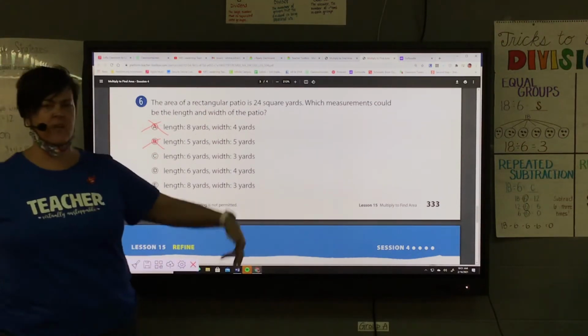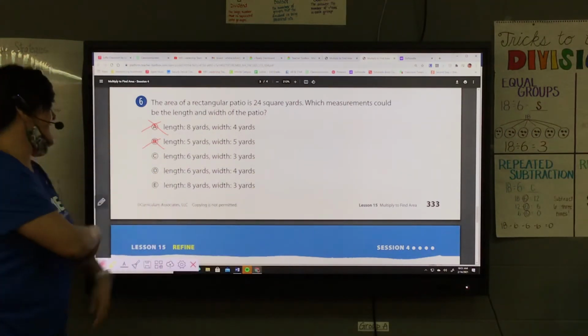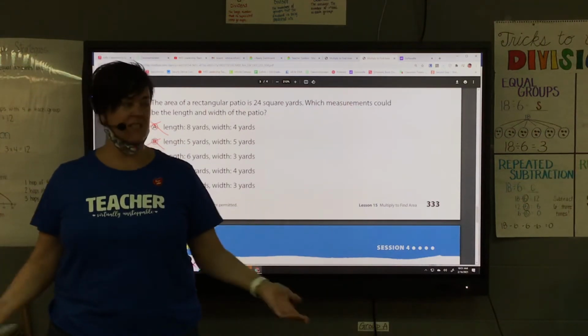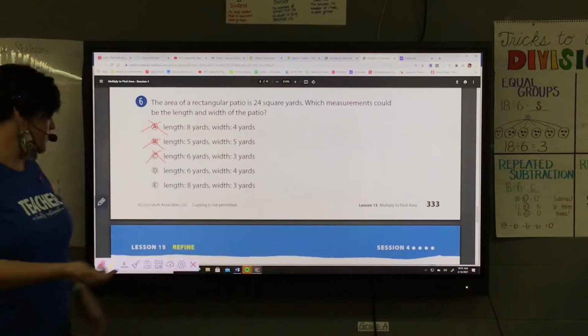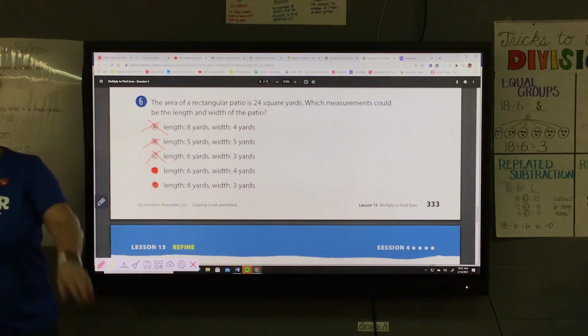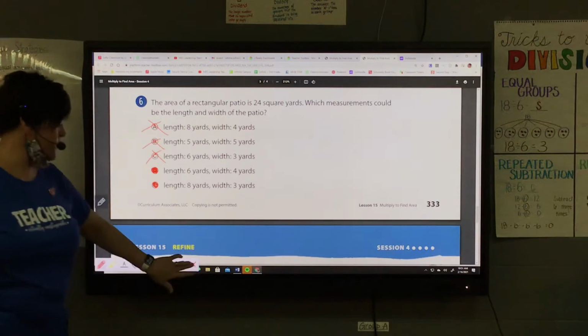6 times 3. No. What does that equal? 18. That's not it. 6 times 4? Yes. What does it equal? 24. What about 8 times 3? 24. That also equals 24. So D and E were the 2 correct answer choices there.